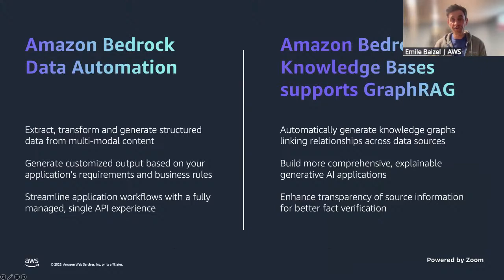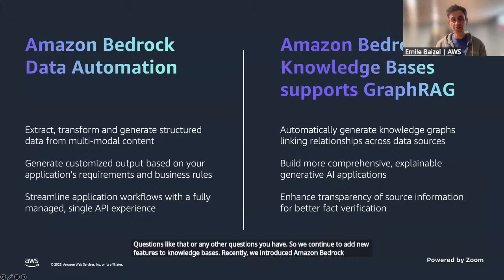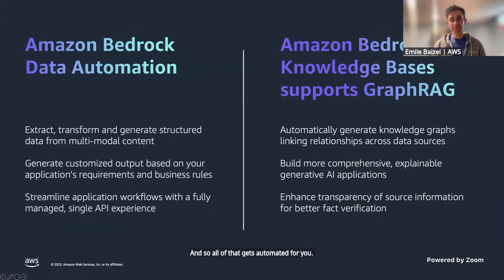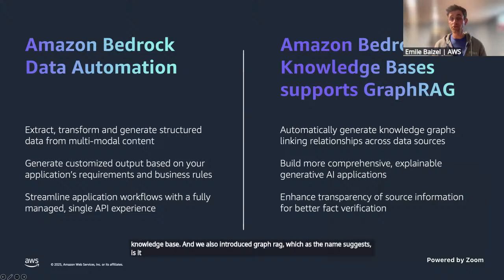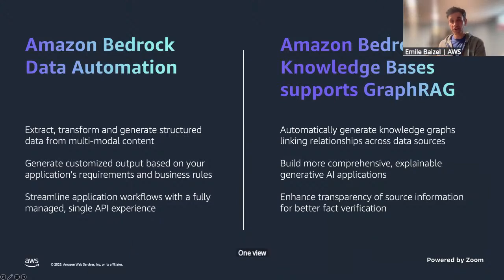So we continue to add new features to knowledge bases. Recently, we introduced Amazon Bedrock data automation, and that really helps you extract, transform, and generate structured data from multimodal content. All of that gets automated for you and made available into your knowledge base. We also introduced Graph RAG, which, as the name suggests, makes your data available in a graph database. What that helps you do is start linking relationships for your entities across data sources. So instead of just having one view of your data here and one view there, you can start linking them together within a graph database.